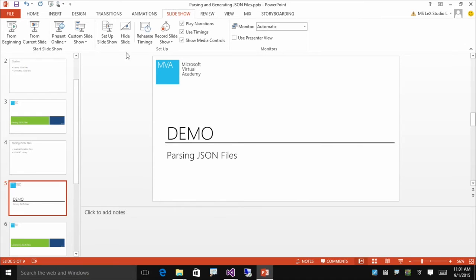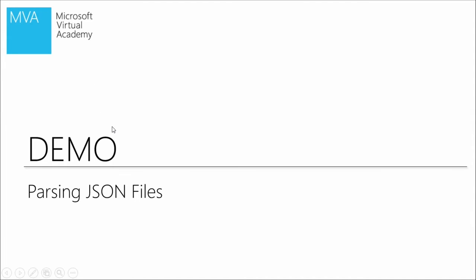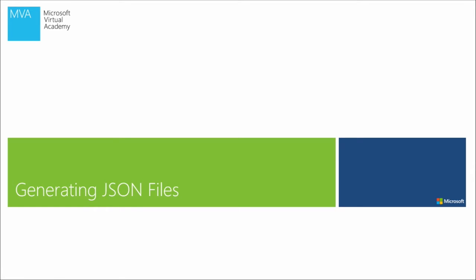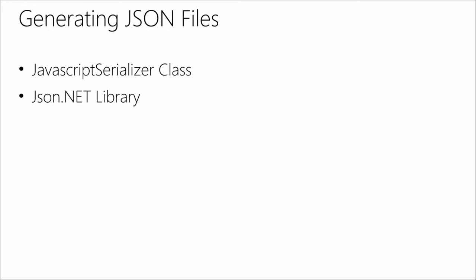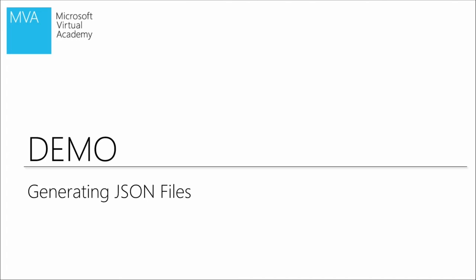So that was parsing JSON files. But how do we generate a JSON file? Right. So if I have an object, how do I write that out to JSON? Oh, well, using the same tools, the JavaScriptSerializer class and the JSON.NET library, you can do the same thing. So I'm going to walk through a demo of those two.